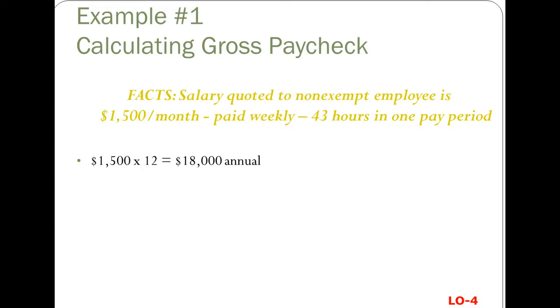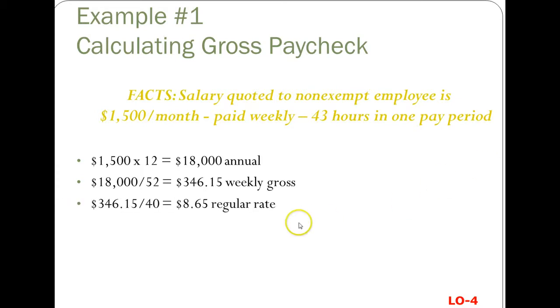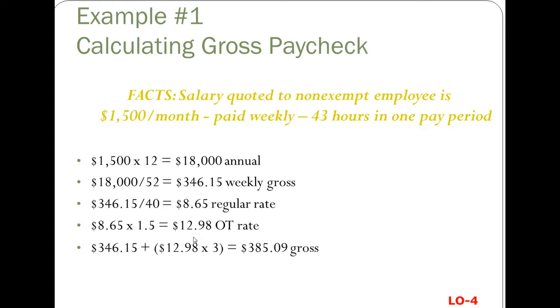First you annualize it, so times it by 12, because it's monthly, 18,000 annually. Then divide that by 52 so that you get the weekly gross, 346.15. Then you take that and you divide it by 40 hours, because that's the standard, 40 hours a week. So their regular rate is $8.65. Then you just take that times 1.5, and the overtime rate is 12.98.